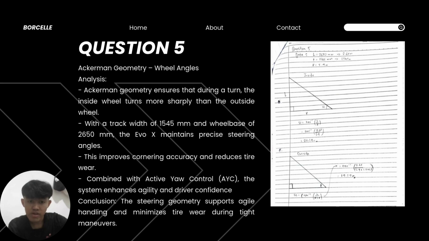This improves cornering accuracy and reduces tire wear, combined with active yaw control. The system enhances agility and driver confidence. In conclusion, the steering geometry supports angle handling and minimizes tire wear during tight maneuvers.